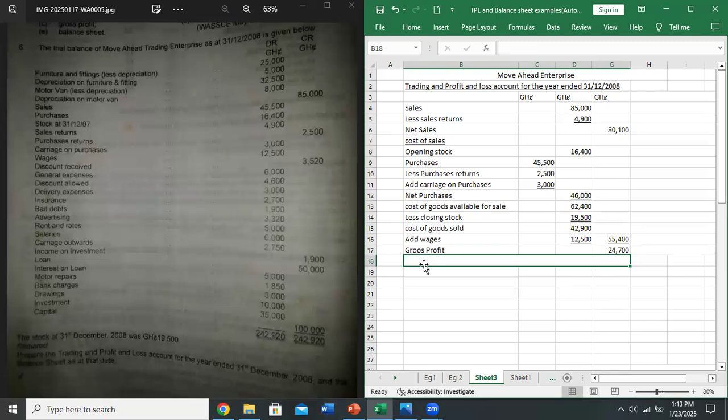Okay, yes, now we move on to the profit and loss account. And in the profit and loss account, we begin by adding the other income. So we add the following items.